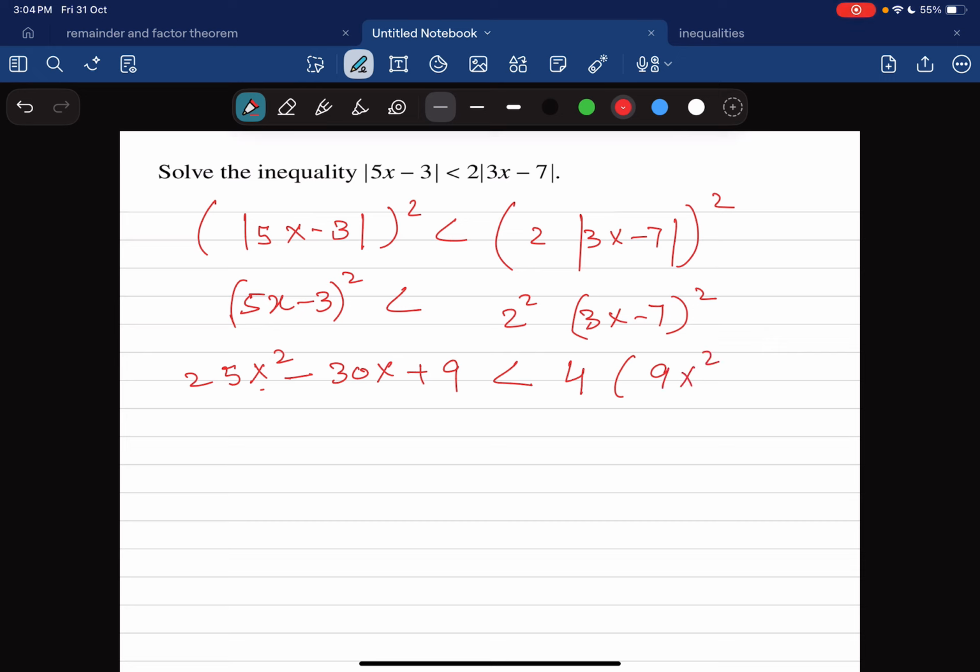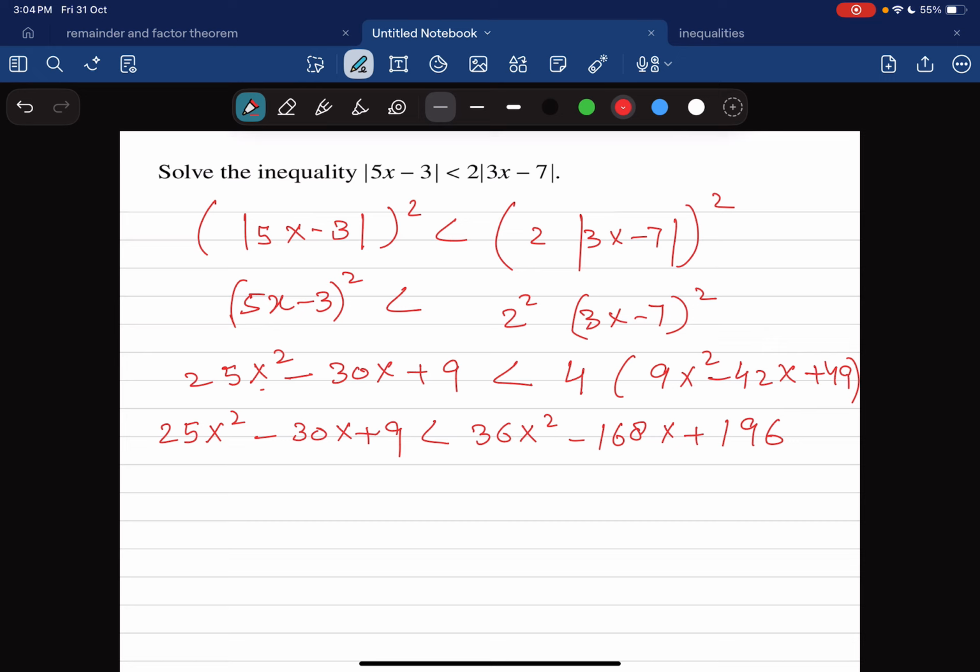9x squared minus 21x minus 21x, that is minus 42x, plus 49. So 25x squared minus 30x plus 9 is greater than 36x squared minus 42 into 4 plus 49 into 4.